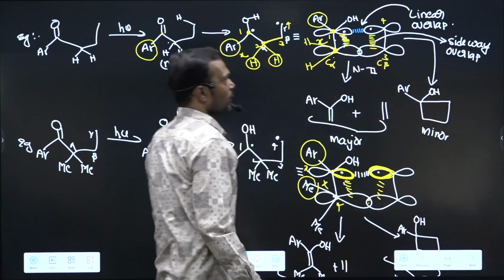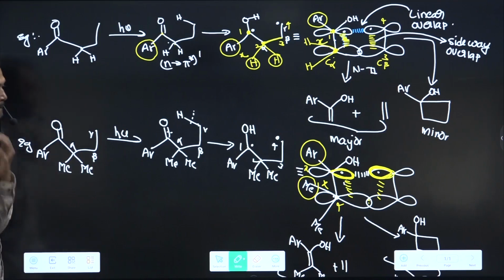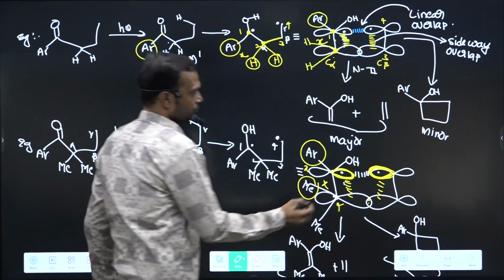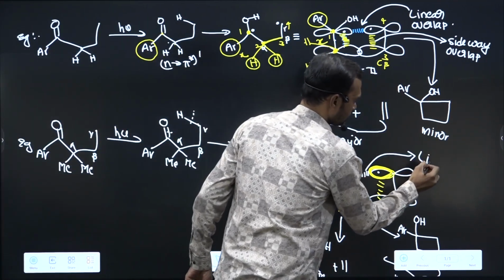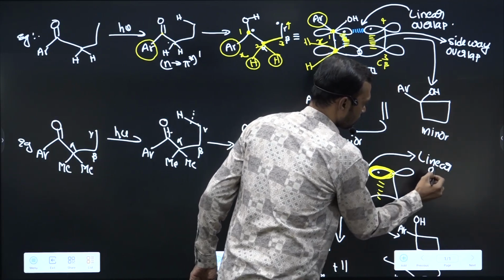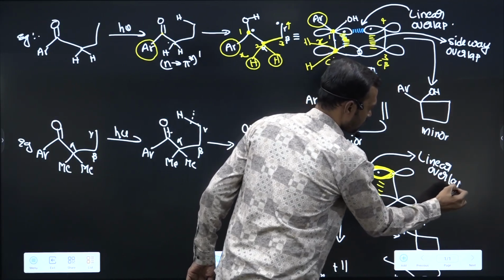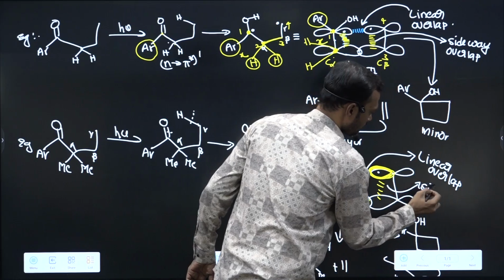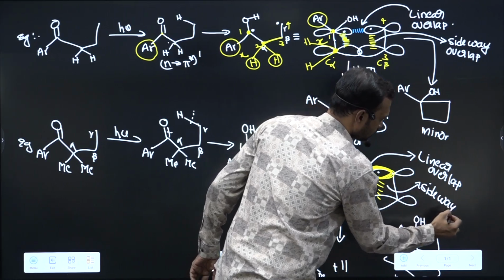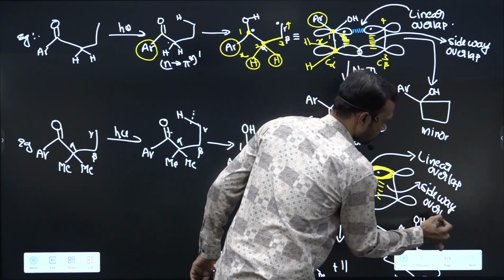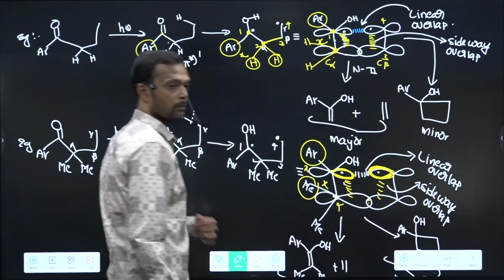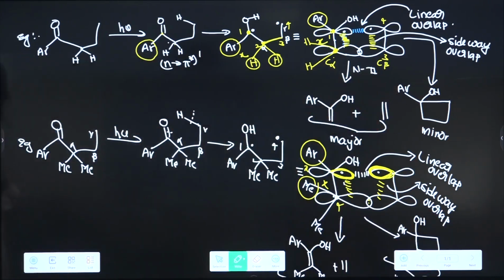Linear overlap, sideway overlap. So it is also called side-on overlap or sideway overlap. Pi bond formation is sideways. Sigma bond formation is linear.